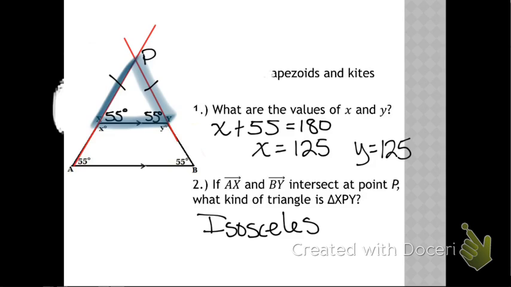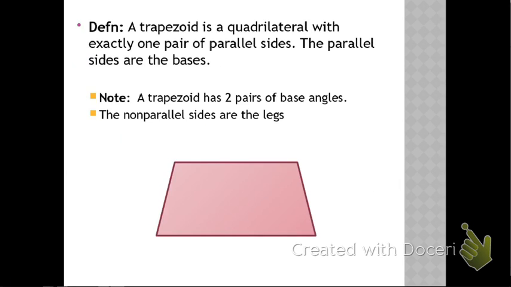All right, let's get into today's notes. Remember to pause these if you need more time to write than I give you while I'm talking about it. A trapezoid is a quadrilateral with exactly one pair of parallel sides. The parallel sides are the bases. Note that a trapezoid has two pairs of base angles. The non-parallel sides are the legs.